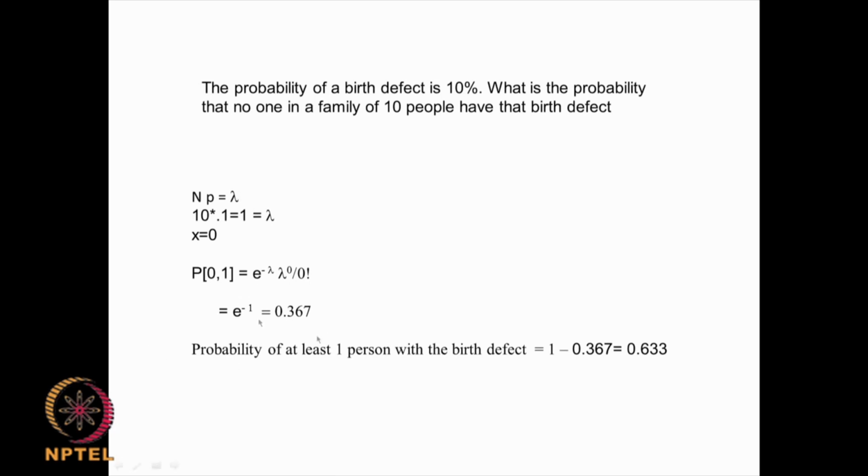So, we can also calculate the probability of at least one person having the birth defect, by putting different numbers for x. Now, if you want the probability of at least one person with the birth defect, that means all 10 having the birth defect, all 9, all 8, all 7, all 6, 5, 4, 3, 2, 1. So, it will be 1 minus nobody having the birth defect. That is 1 minus 0.367, so that is 0.633. That means the probability of at least one person having the birth defect in that family of 10 is 63%. At least one person means 1 could be having the birth defect, or 2, 3, 4 or 5. So, it is exactly 1 minus nobody having the birth defect.